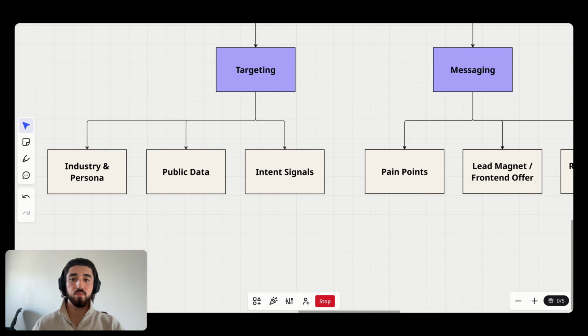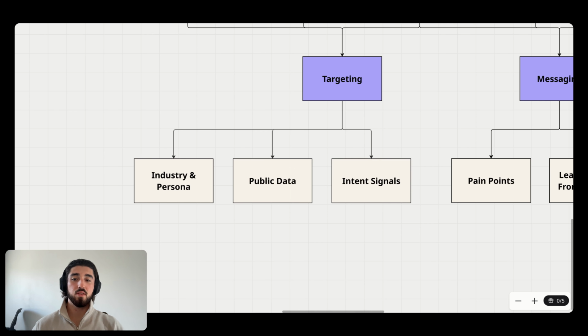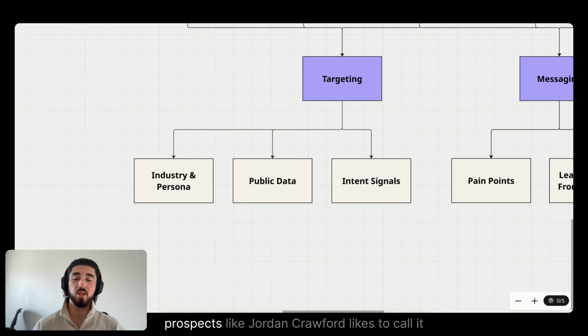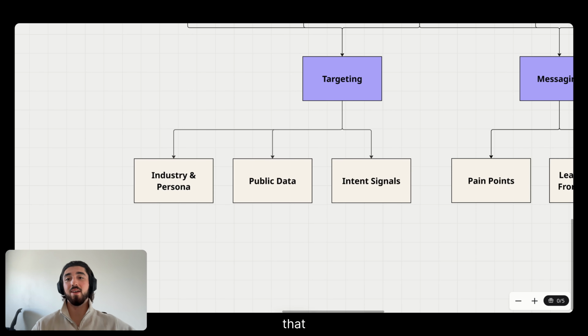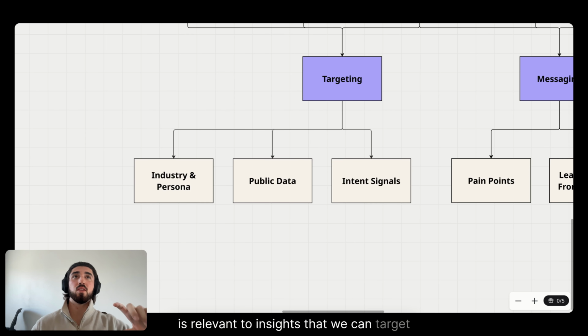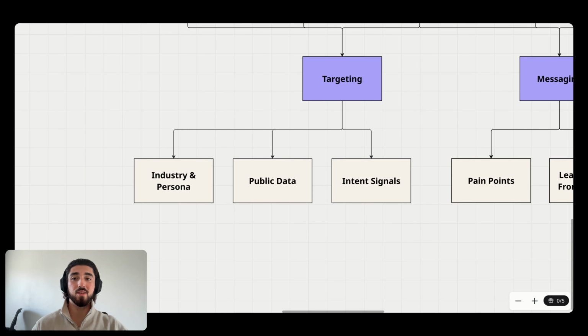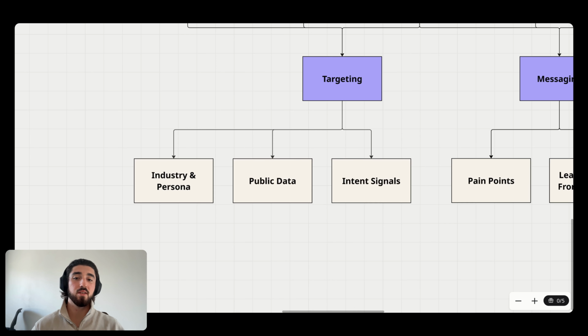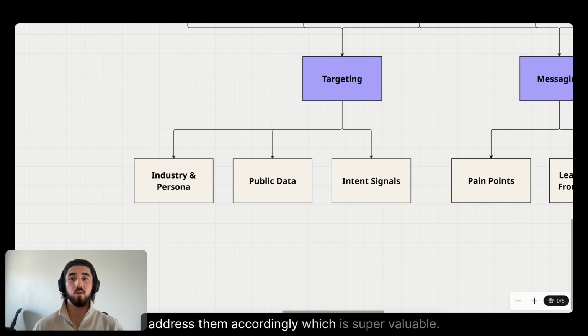And in terms of targeting, so this is general targeting, like industry and persona. Then there's also public data. So finding public data that we can present to prospects, like Jordan Crawford likes to call it the permissionless value prop. So we scrape some sort of data on the internet that we can present to prospects that they would be willing to pay for, or we can scrape public data that is relevant to insights that we can target within our audience that signals buying intent, which then when we reach out by email, we can mention that data and address them accordingly, which is super valuable.